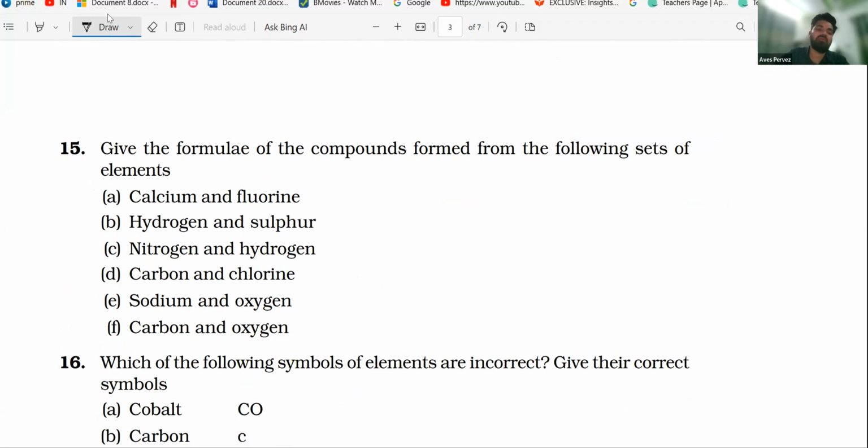For example, let me do this example. Hydrogen and sulfur. Hydrogen is going to have +1 valency, and sulfur means sulfide. When they cross multiply together, they will form H2S. So this we have done. The rest you have to do on your own.